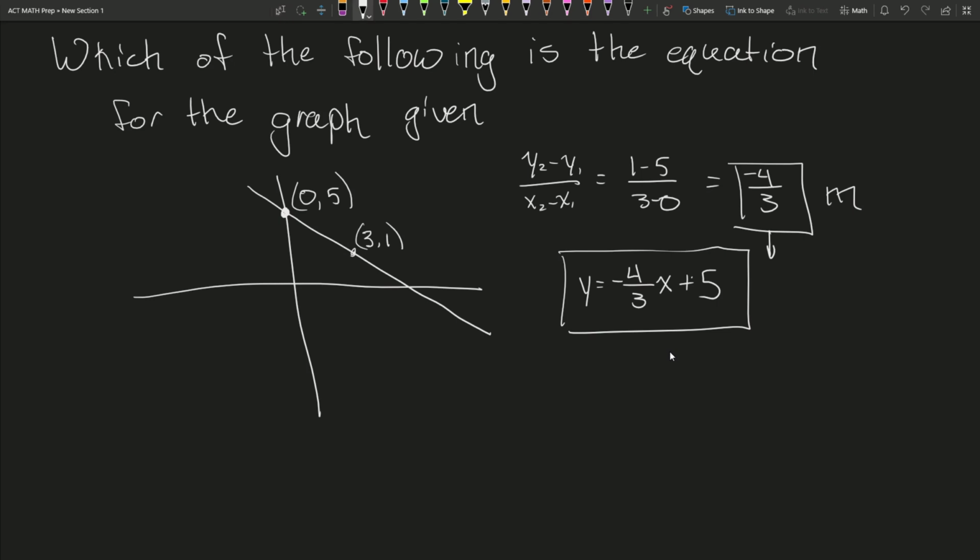But what if the answers are all in the form of this? So what if it's all in point slope form? Then what do you think you do? So M is still going to be the same, right? And we already labeled y2, y1, and x2, x1, right? So we just have to replace those things. So then what would our equation be?